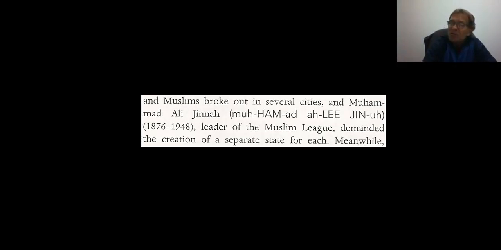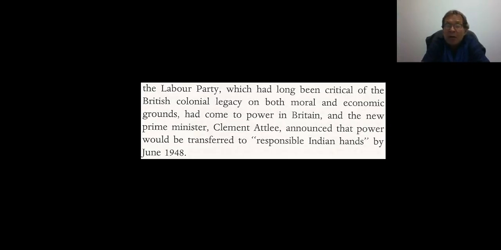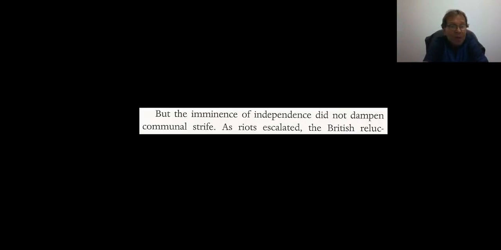Battles between Hindus and Muslims broke out in several cities, and Muhammad Ali Jinnah, the leader of the Muslim League, demanded the creation of a separate state for each. Meanwhile, the Labour Party, which had long been critical of the British colonial legacy on both moral and economic grounds, had come to power in Britain, and the new Prime Minister, Clement Attlee, announced that power would be transferred to responsible Indian hands by June of 1948, and Lord Mountbatten was sent there as a representative of the British government to ease this transition. But the imminence of independence did not dampen communal strife.